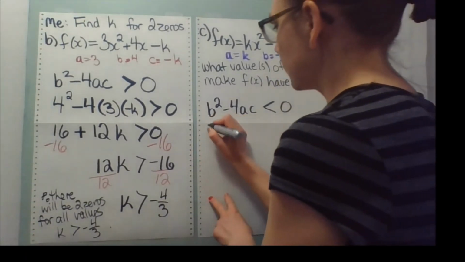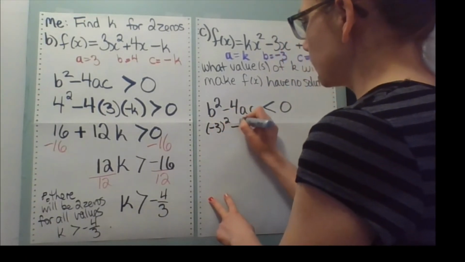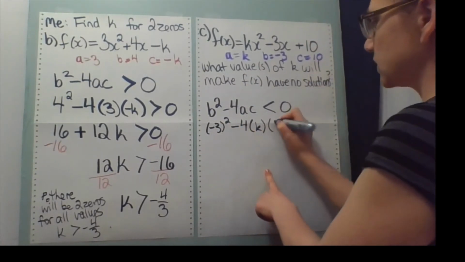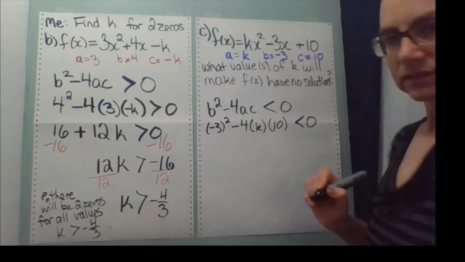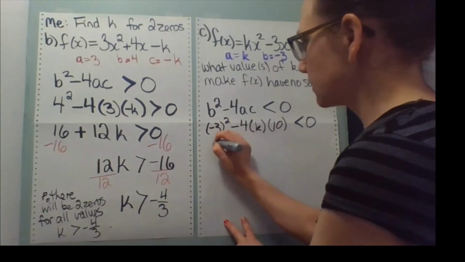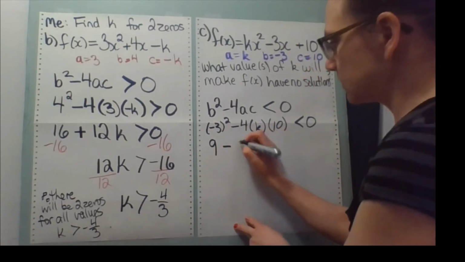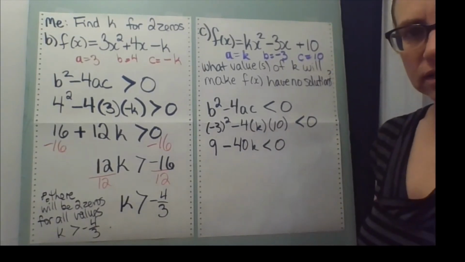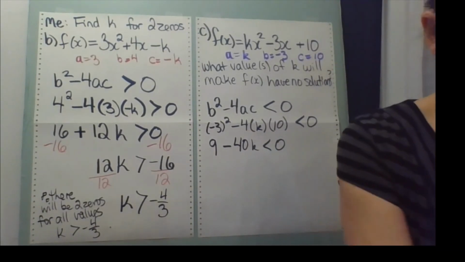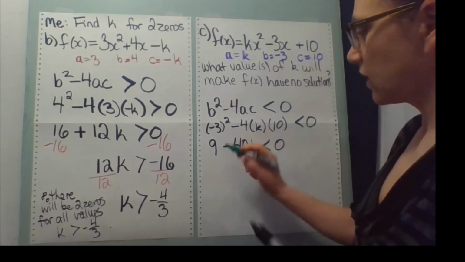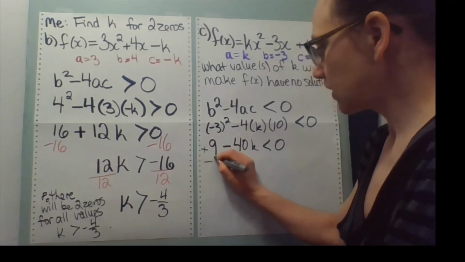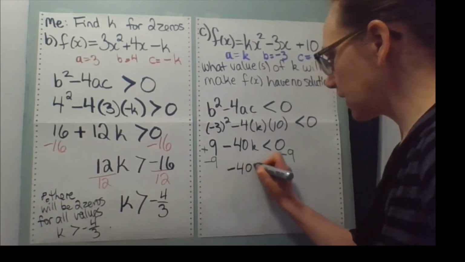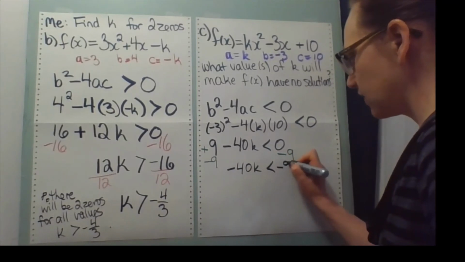So b we said is negative 3 squared minus 4 times a, which is our k value, times c, which is 10. All of that is less than 0. Negative 3 squared gives me 9, minus 4 times 10 is 40k. Okay, and that's all still less than 0. We're going to divide both sides, or not divide, we're going to move our 9 first. So instead of plusing, we're going to minus 9 from both sides. So we've got negative 40k is less than negative 9.